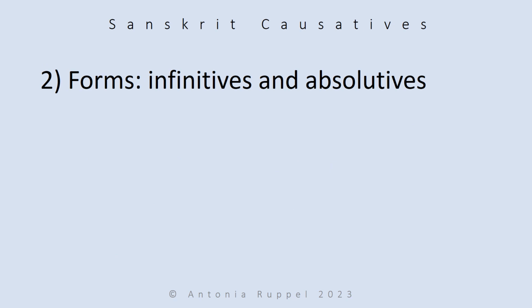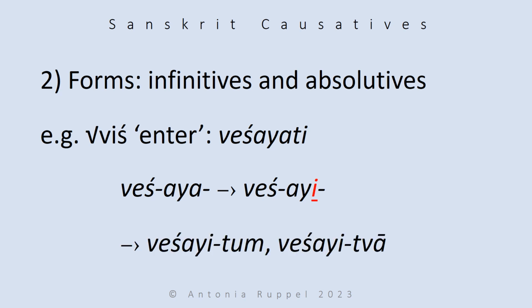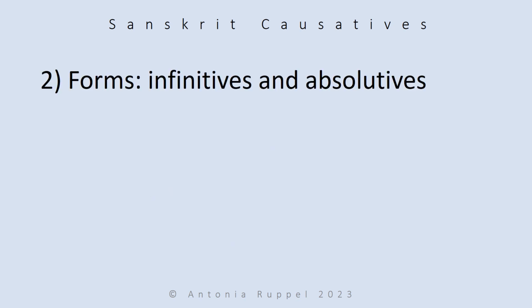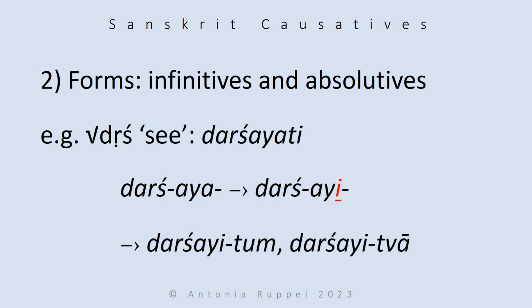Then, infinitives and absolutives. For these, we take the same stem as for the present active or middle, namely veshaya. But in this veshaya, we take the final a and replace it by an i, giving us veshayi. And to that, we then add our infinitive or absolutive suffix: veshayitum, to cause to enter, veshayitva, having caused to enter. From darsh, darshayati, we take the stem darshaya, turn it into darshayi, and then add the suffix: darshayitum, to cause to see, darshayitva, having caused to see.